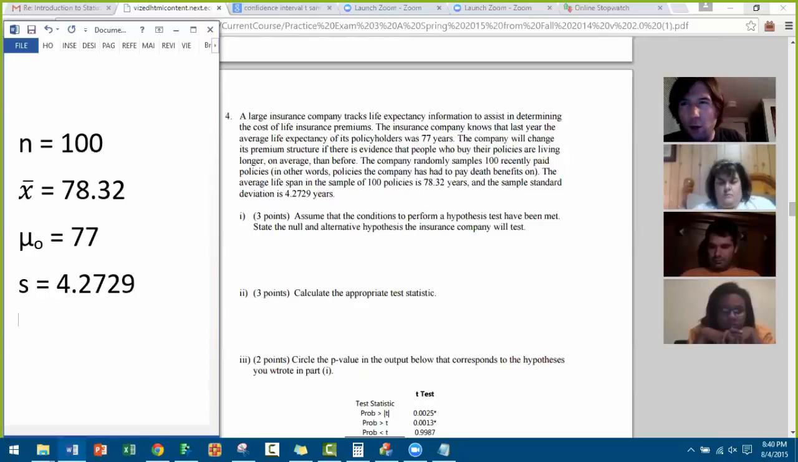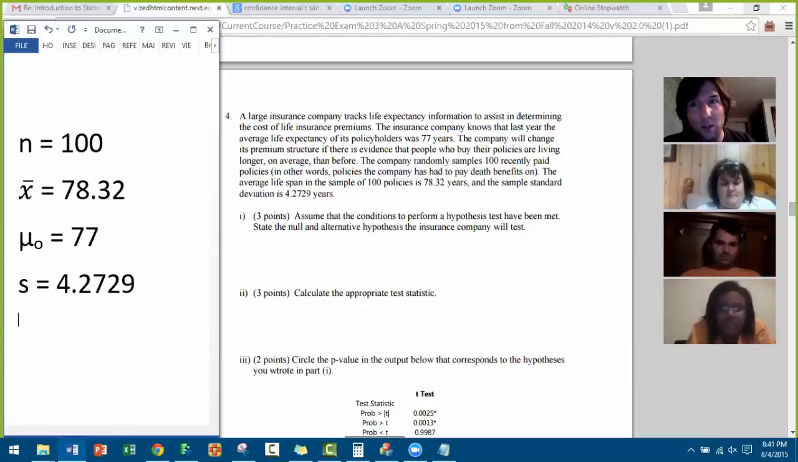So we have all of our notes on notation, and we're excellent. Assume that the conditions to perform a hypothesis test are met. Oh, man, it's no fun. Come on, I can give the conditions. It's random. We randomly selected these policyholders. Less than 10% of all policyholders.